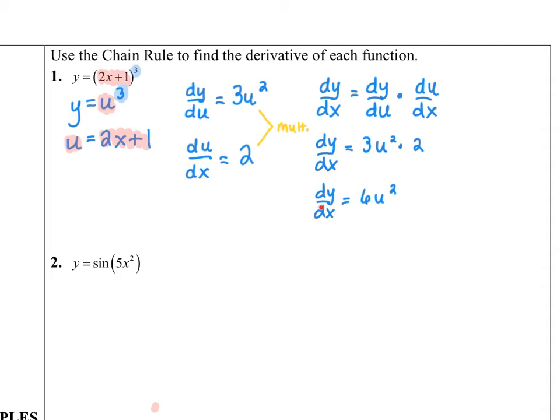And then the last thing I need to do is get this back to my original variable. If this says dy dx, that means the variable I should see in my answer is an x. So I go back to how I originally defined u, which is 2x plus 1, and I just substitute that 2x plus 1 back in for my u. And that gives me my answer, and you'll see that was the answer to the warm-up question when I took that 2x plus 1 and I actually cubed it out. Let's go on and do question 2.